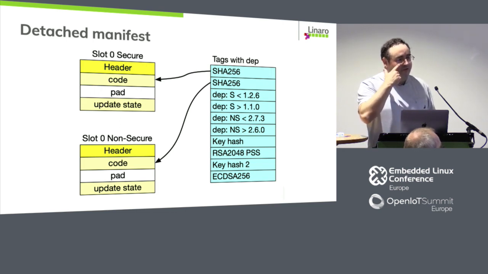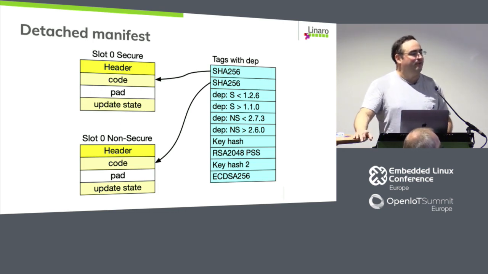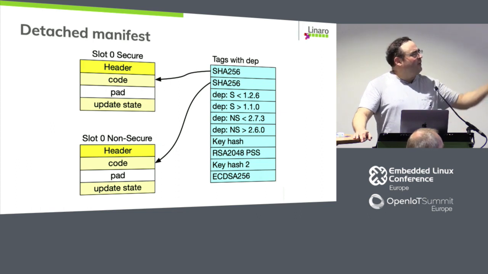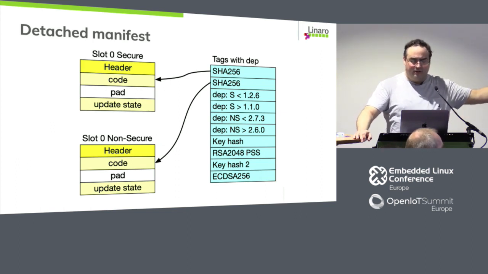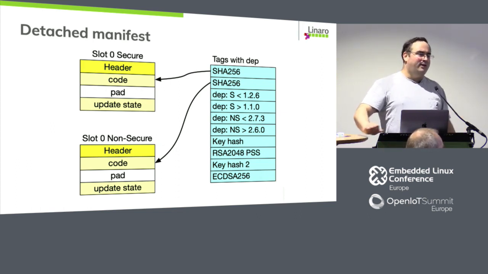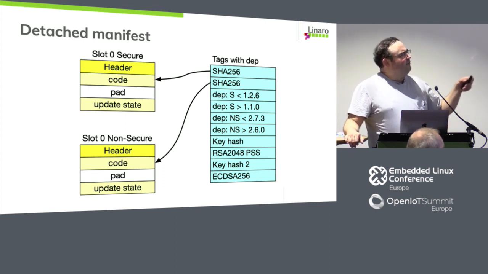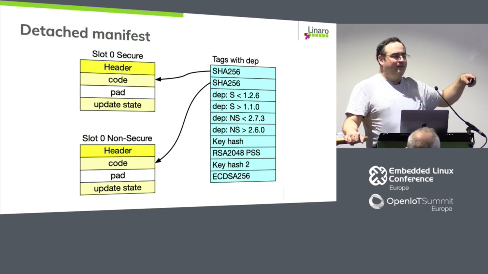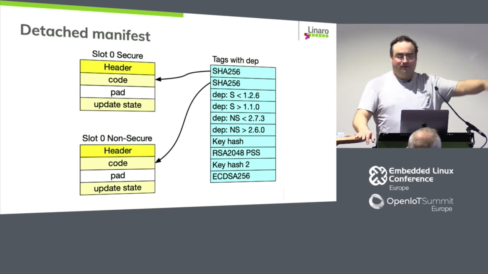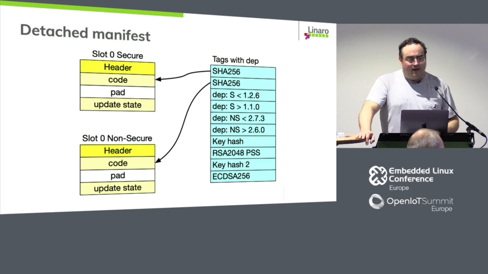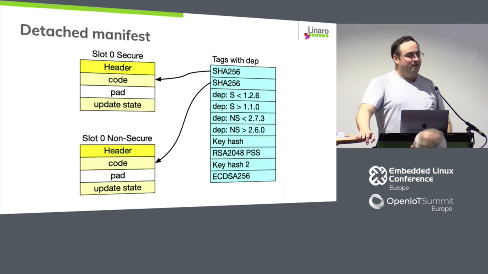But what if we take this manifest and we completely detach it from the two images? So we have our images, the secure image, the non-secure image, and then the manifest is a separate piece of data somewhere that it's extended so it can say, oh, this is the signature of that one, this is the hash of the other image. And then we put all of the dependencies in here.